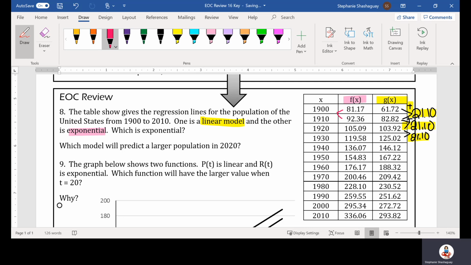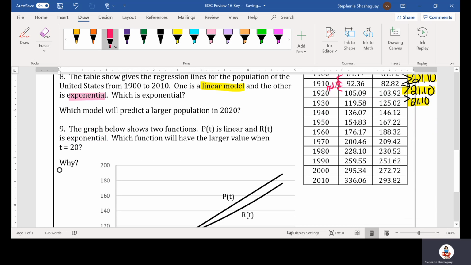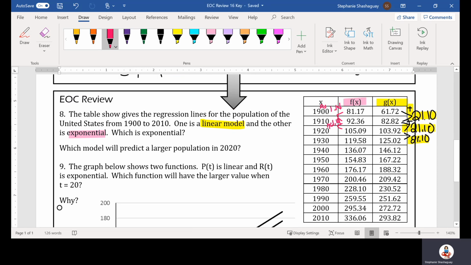And if I look at this, I can tell that it's going to be multiplied by about 1.14. Okay, I'm multiplying each one by about 1.14, and that's my exponential rate. So which model will predict a larger population in 2020? Well, that's definitely going to be my f of x model, the exponential one, because my exponential function always has a higher rate of change.